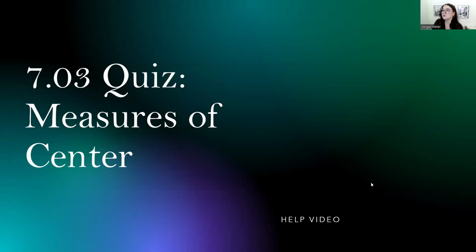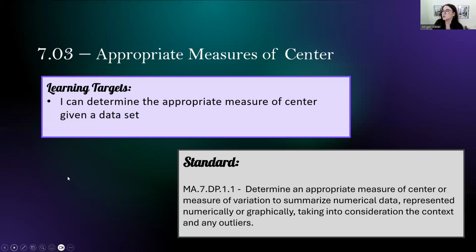Hi everyone, this is the help video for the 7.03 quiz, Measures of Center. In this quiz, we're going to be going over the standard DP 1.1, so we're determining the appropriate measure of center or measure of variation, and then we're going to be able to summarize that given numerical data, either numerically or graphically. And we're also going to be discussing outliers and skewed data.